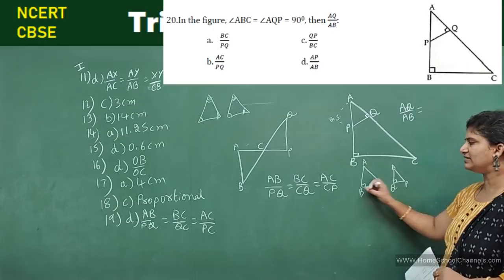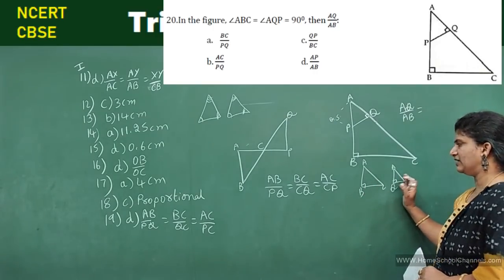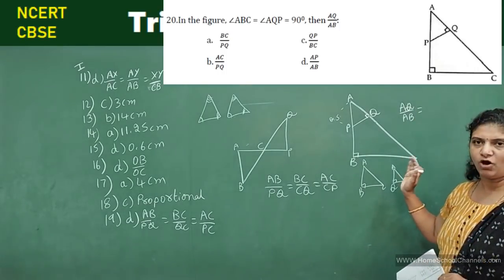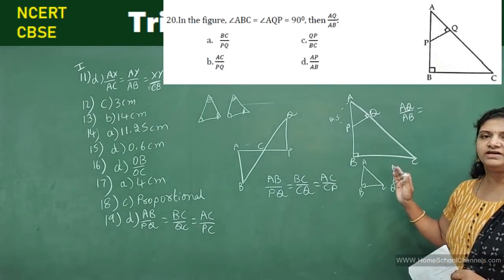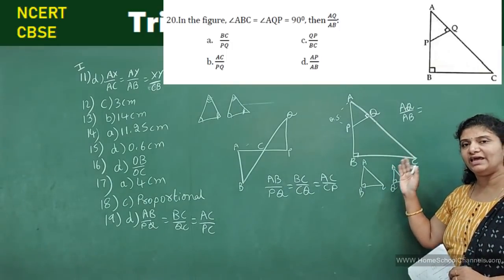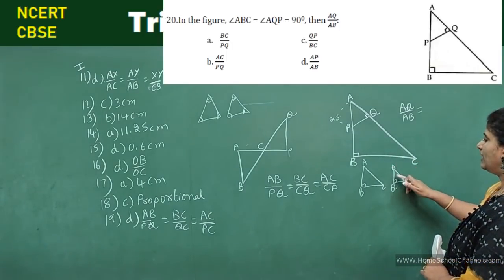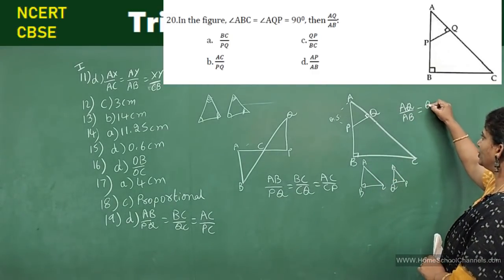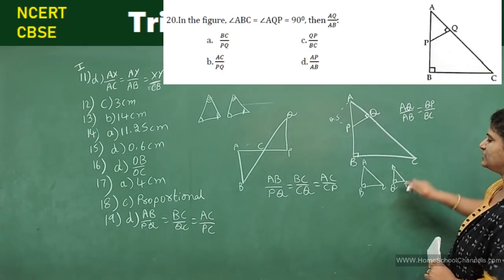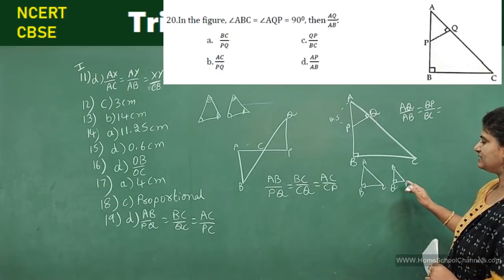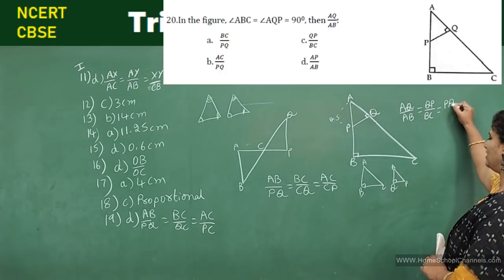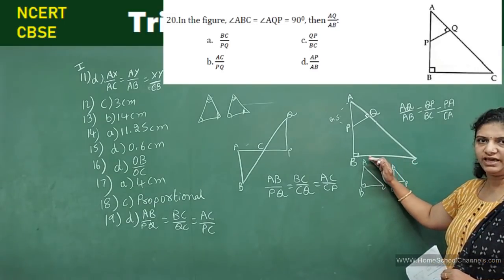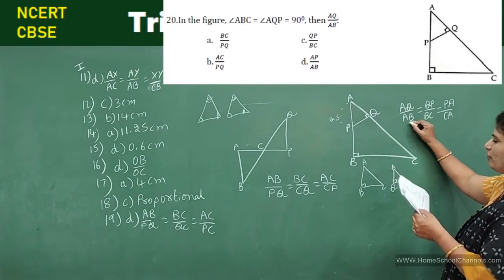Similarly, you have corresponding angles. In that way only I have placed here. Now I am going to compare the ratio. AQ by AB, first the small triangle they are comparing. Now first let us write the ratio and then we see the options. AQ by AB. Okay. Next, QP by the corresponding side BC. And next, PA by CA, right?